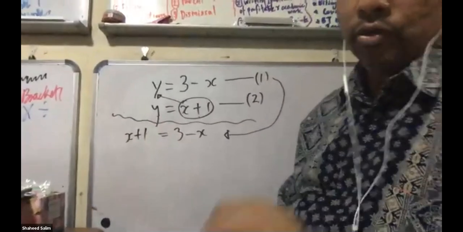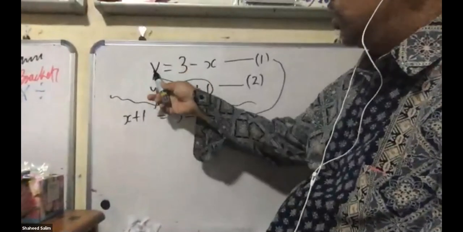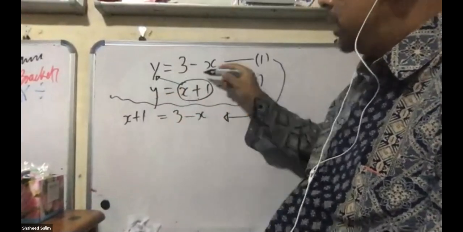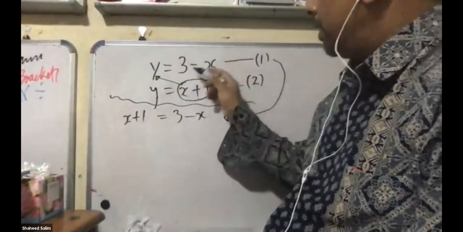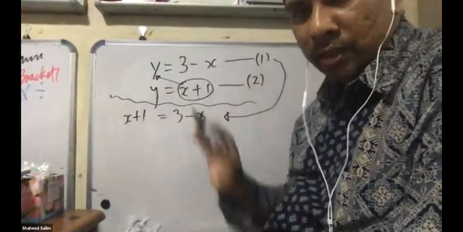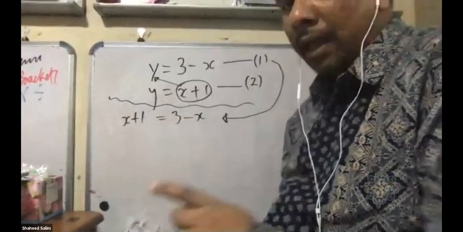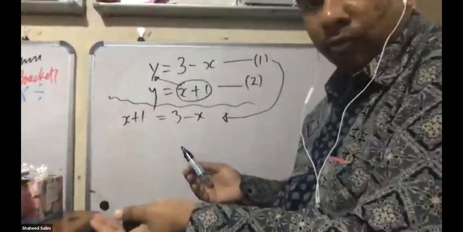First of all, are you confused by this now? They say y equals 3 minus x, and y equals x plus 1. This means these two must be the same. So I put 3 minus x equals x plus 1. Can you see what I'm doing now? When I do that, I only have x. I don't have y anymore. I can move it around and solve.